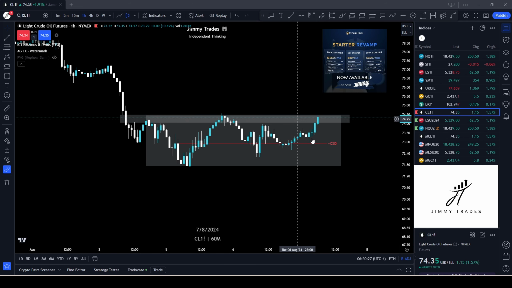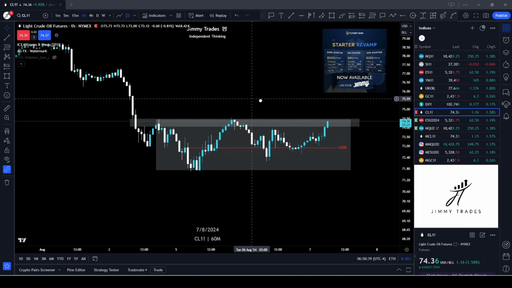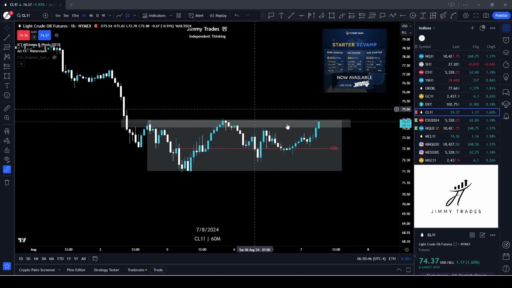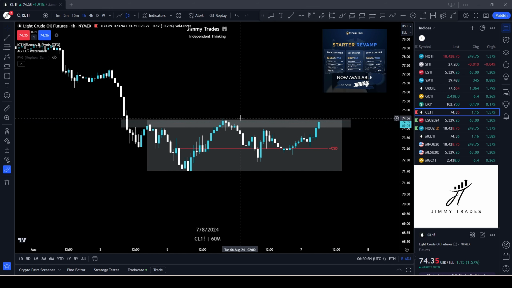So price is stuck between PD arrays at the moment, so I'd be sitting neutral on oil. For our structure, it'll be interesting to see how oil plays out. Does it have a willingness to move higher here and get a close above this bearish FVG?